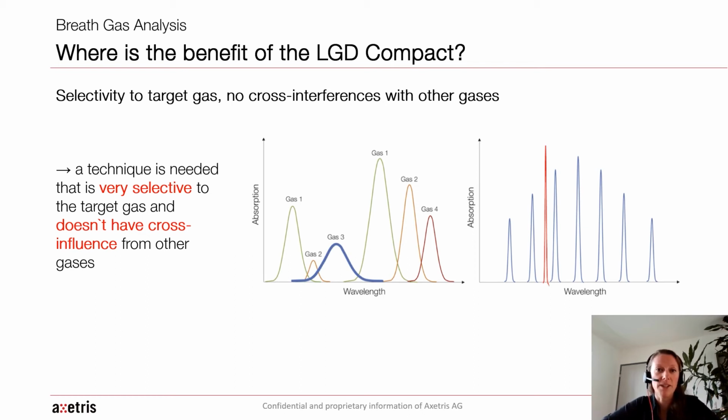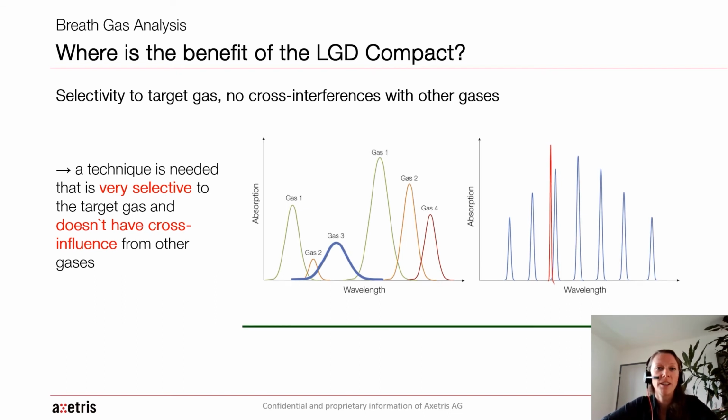The red peak is our laser with a fixed wavelength. So we can easily tune these laser wavelengths by changing temperature and use it to scan over the gas peak we want to measure. And with this narrow laser beam, we can scan specifically over individual gas peaks and avoid, therefore, cross interference with other gases.